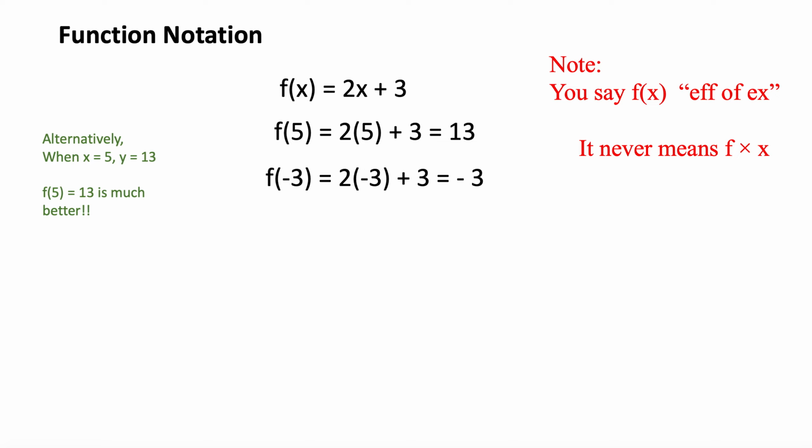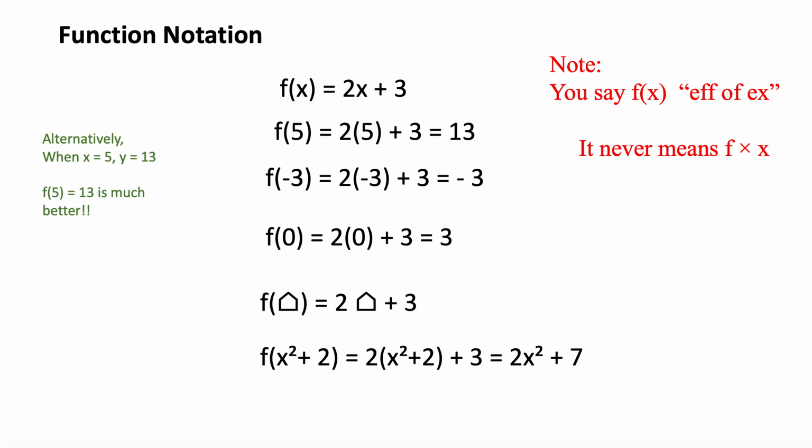Okay, f of -3, you just substitute the x with a -3, is -3. f of 0 is 3. f of a house is 2 house plus 3. f of another function is that function substituted for x. So f of x squared plus 2 is 2x squared plus 7.